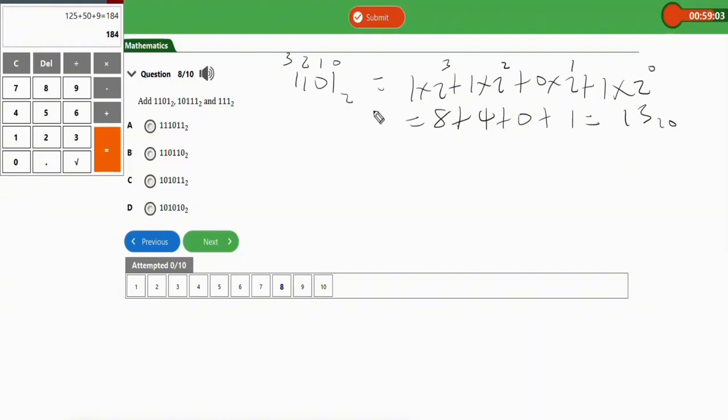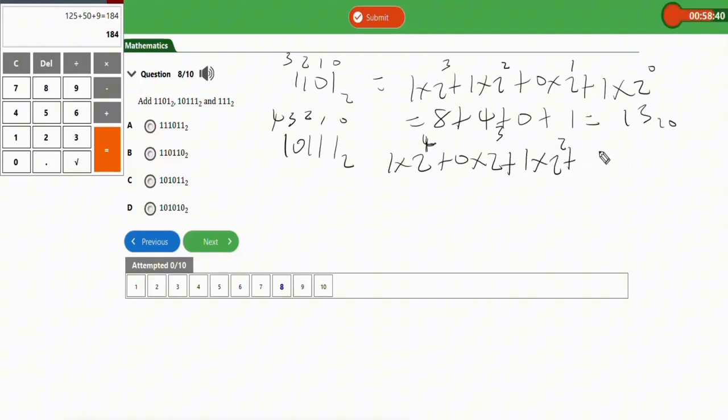So let's convert the next value we have there. So that's 10111 base 2 to base 10. This gives us 0, 1, 2, 3, and 4. So we have 1 times 2 to the power 4, plus 0 times 2 to the power 3, plus 1 times 2 to the power 2, plus 1 times 2 to the power 1, plus 1 times 2 to the power 0. So when you simplify this, this will give you 16 plus 0 plus 4 plus 2 plus 1. So 16 plus 4, that's 20.